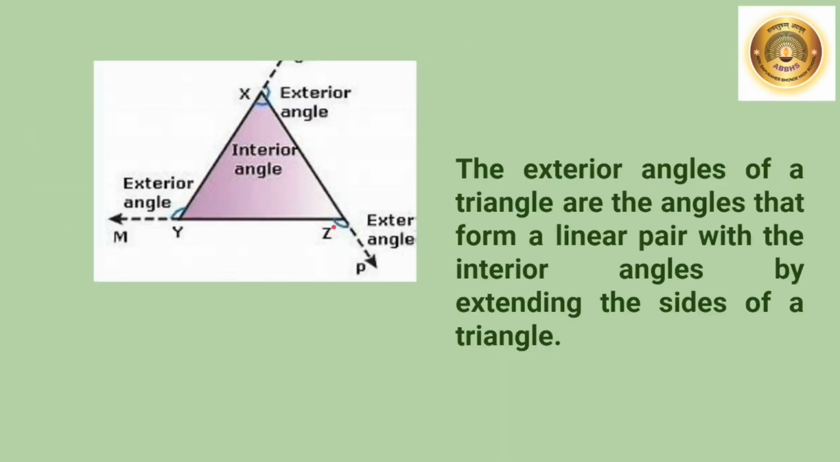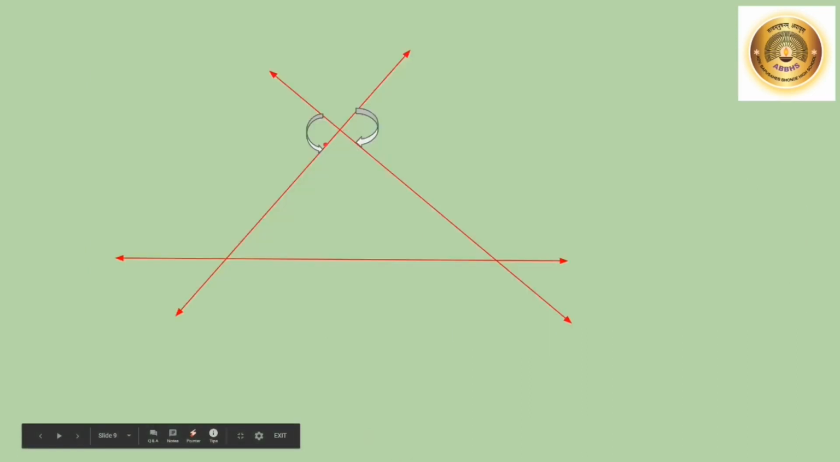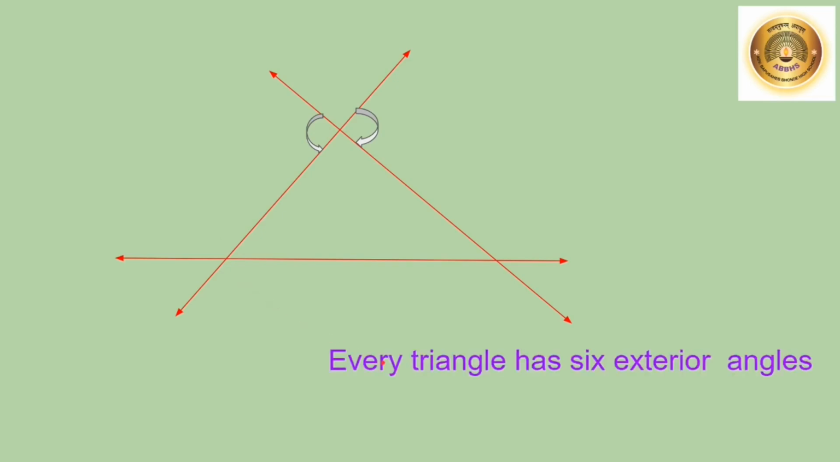In this figure, I have shown you different exterior angles that you can draw for a triangle. So each of the sides can be extended so that you can get the exterior angles. If you extend the sides at this vertex, you can have two exterior angles. At this vertex again you will have two exterior angles. At this vertex also you can have two exterior angles. So every triangle has 6 exterior angles.